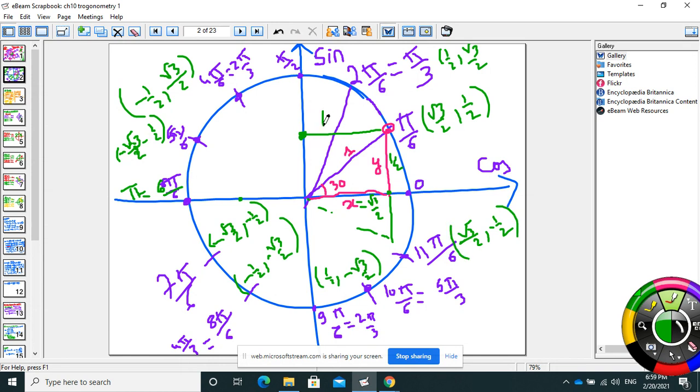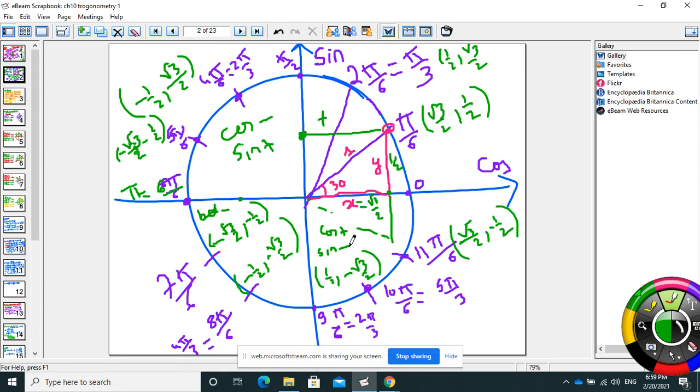Here we said sine and cosine are positive. Here cosine is negative, sine is positive. Here both are negative, and here cosine is plus, sine is negative. This way you won't get lost. That's it. This is the second unit circle.